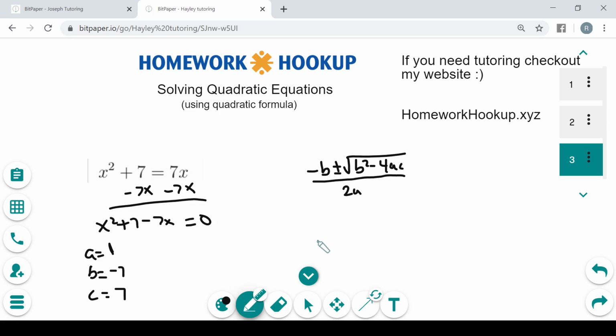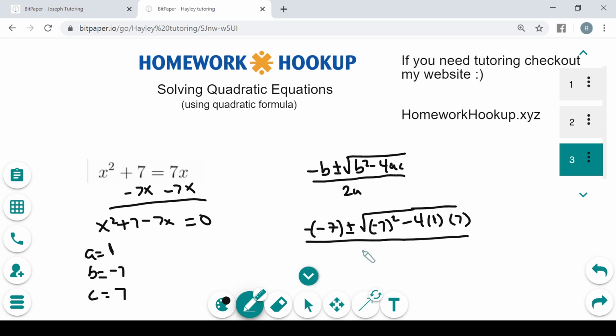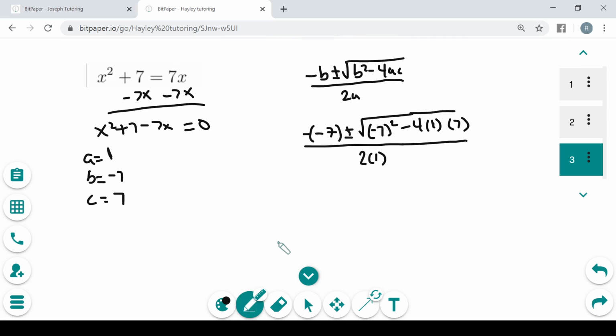Now that we got all this, we can just plug this into the formula. Our first thing is negative b. Our b is a negative 7, so we have negative negative 7, plus or minus the square root of negative 7 squared, minus 4 times our a, which is 1, and then our c is positive 7. And this whole thing is going to be divided by 2 times 1.